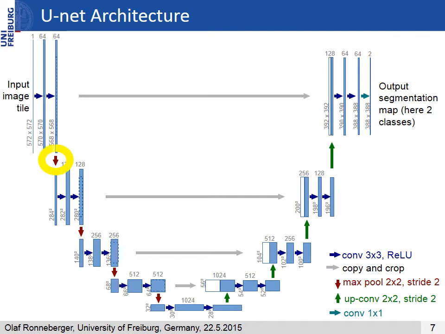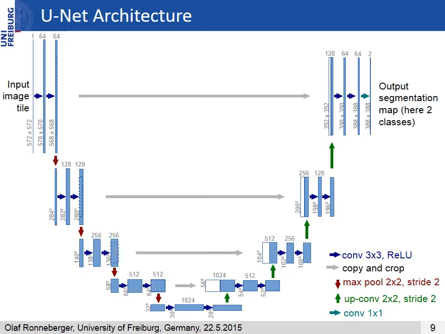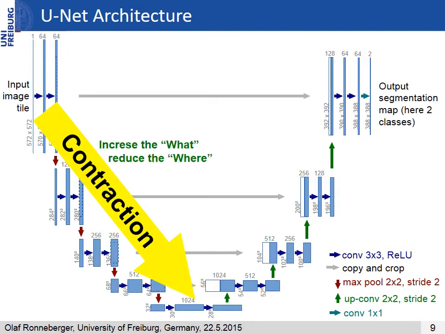The next operation in the UNet is a max pooling operation. It reduces the XY size of the feature map, so I have illustrated it as a downward arrow. The max pooling operation acts on each channel separately. It just propagates the maximum activation from each 2x2 window to the next feature map. After each max pooling operation, we increase the number of feature channels by a factor of 2. All in all, the sequence of convolutions and max pooling operations results in a spatial contraction where we gradually increase the what and at the same time decrease the where.